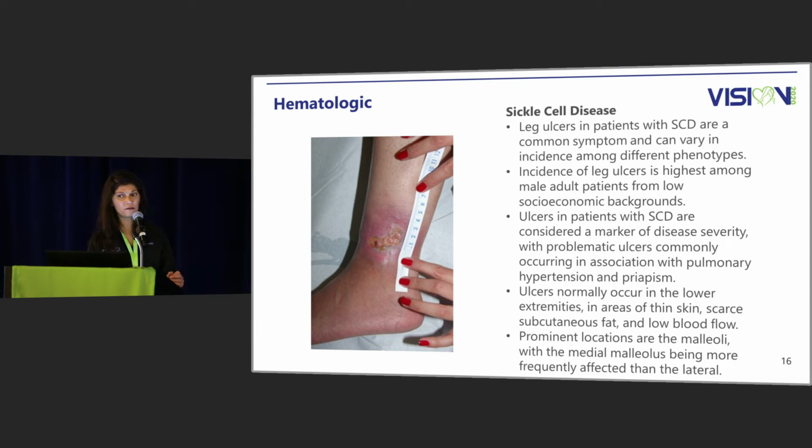They tend to occur in the same location as venous ulcers, an area in the lower extremity with thin skin, particularly at the medial malleolus. The incidence is highest among male patients from low socioeconomic backgrounds, and the incidence can vary among the different phenotypes of sickle cell disease.